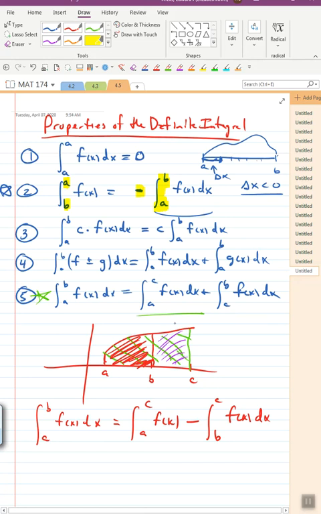Does everybody see that? If I want the integral from A to B, which is the red, then I want to take the green, which is the integral from A to C, and subtract out the purple, which is the integral from B to C. Does that look right so far? So in the picture I'm saying this is the red, I'm saying this is the green, I'm saying this is the purple. Does that look right?